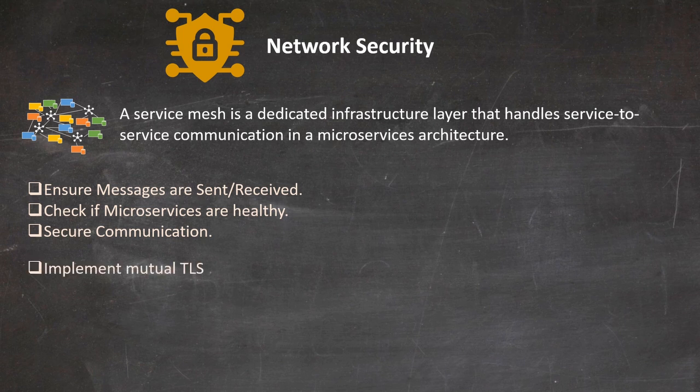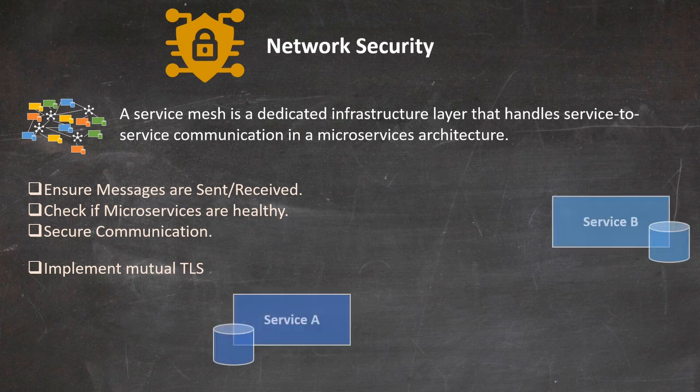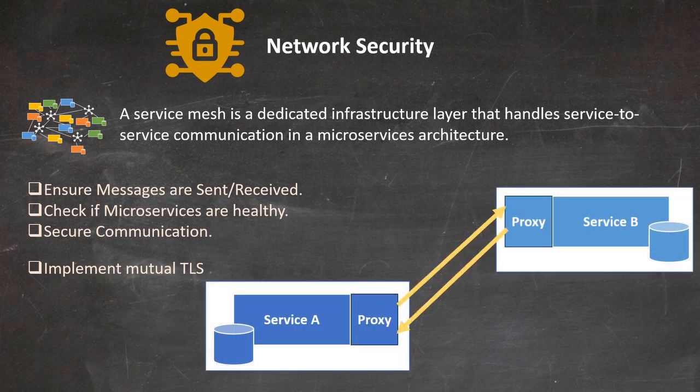One of the most important features of a service mesh is its ability to implement mutual TLS, or mTLS. With mTLS, both the client and server authenticate each other, ensuring that all communication is encrypted and verified. This two-way authentication significantly enhances security by preventing unauthorized access and eavesdropping.